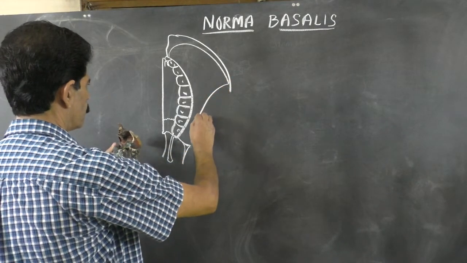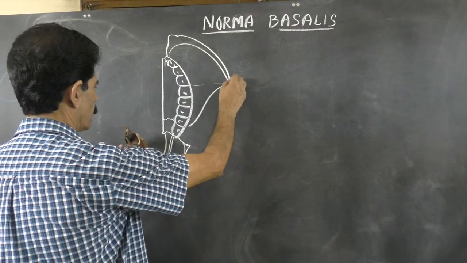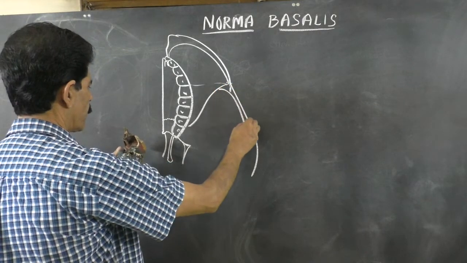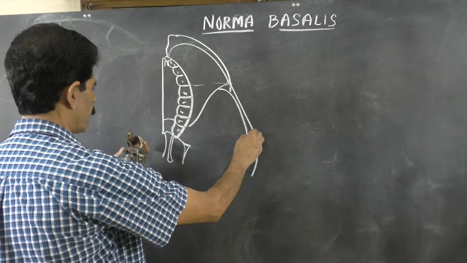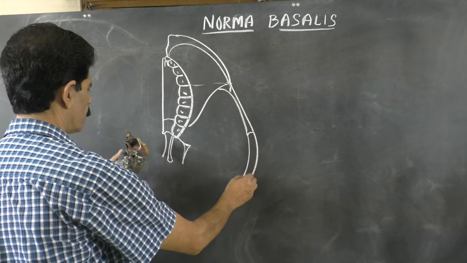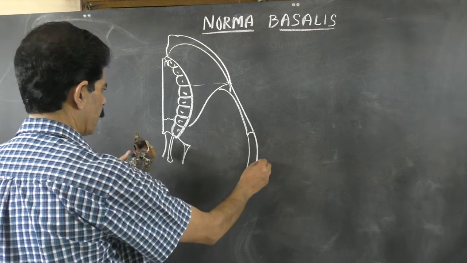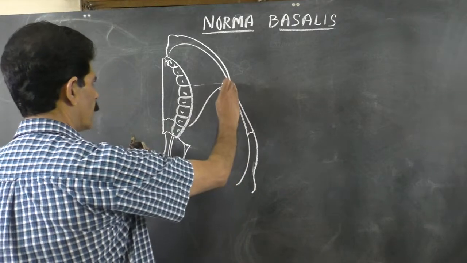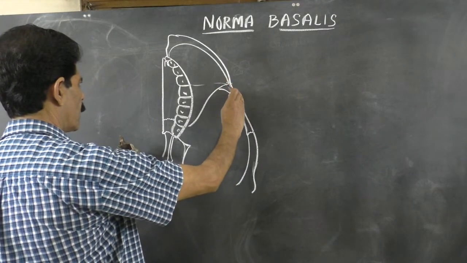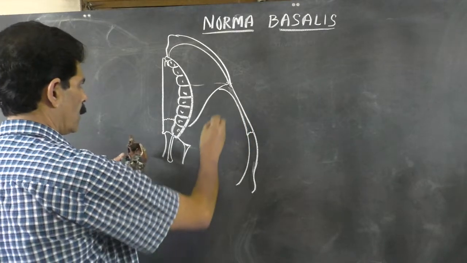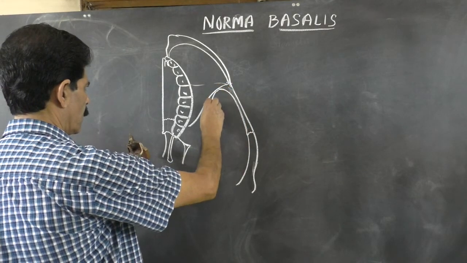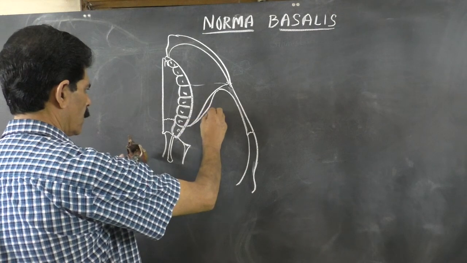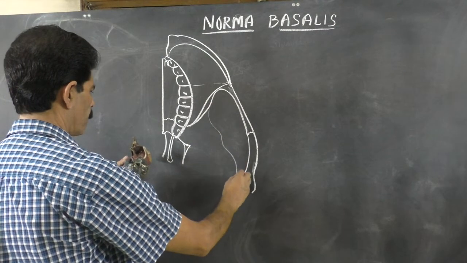Laterally there is the zygomatic arch, formed by the zygomatic process of the temporal bone and the temporal process of the zygomatic bone. And posteriorly, this is the root of the zygomatic process. So anteriorly, this is part of the temporal bone. And here lies the inferior orbital fissure. This is part of the temporal bone.